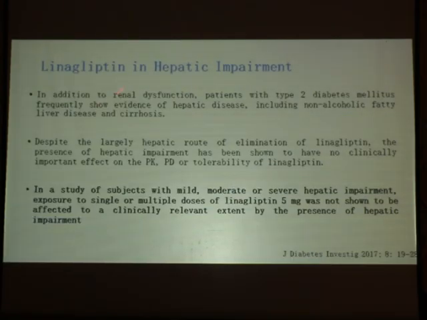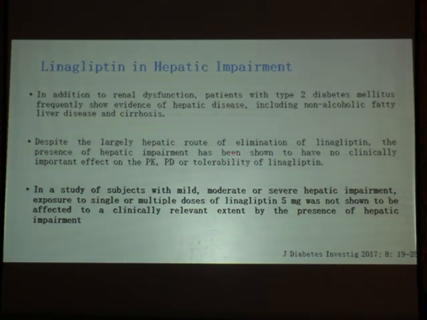Next one. What about linagliptin in hepatic impairment? In addition to renal dysfunction, patients with type 2 diabetes mellitus frequently show evidence of hepatic disease, including non-alcoholic fatty liver disease and cirrhosis. The other day we had a talk on non-alcoholic fatty liver disease, which actually Dr. Viveka was supposed to be taking. I plunged into it, and NASH and so on. And even patients who have this can continue to use linagliptin, because most of the molecule goes unchanged, so it's not having any effect on the liver.